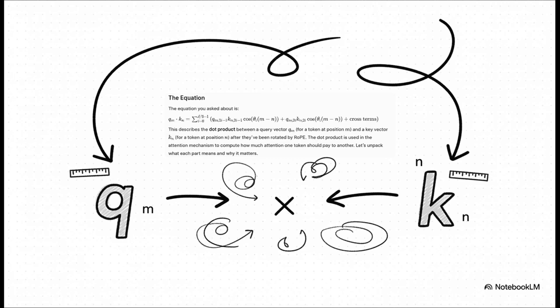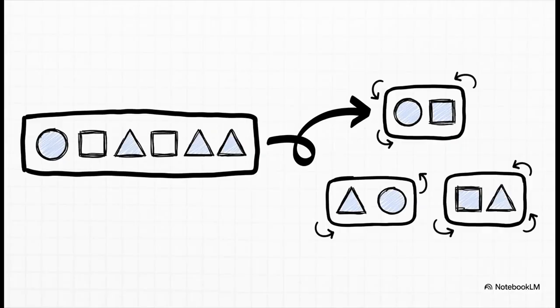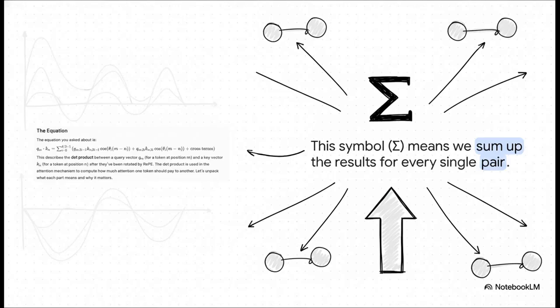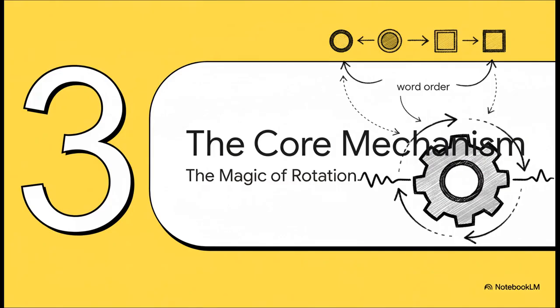Now, here's where it gets really clever, but it starts with a super simple idea. RoPE doesn't look at the whole long list of numbers that makes up a word's vector. Instead, it just groups them into tiny little pairs of two, and that simple step is what makes all the rotary magic possible. And you see this symbol here, this big E-looking thing? That's sigma, and all it means is add everything up. So we're going to do our little calculation on every single one of those pairs, and then we just sum up all those results to get our final score. Simple as that.